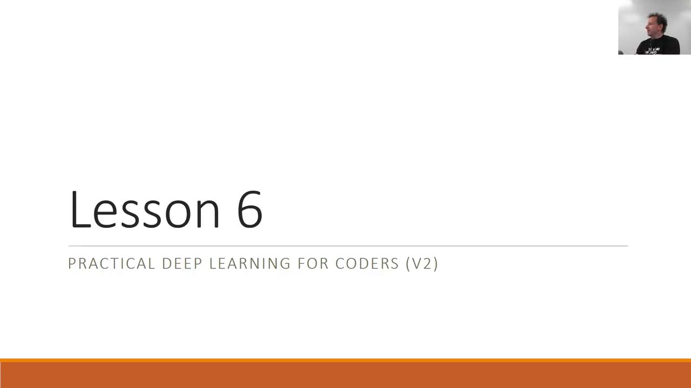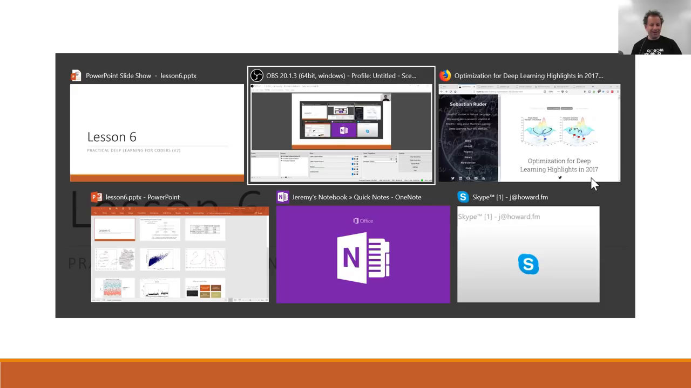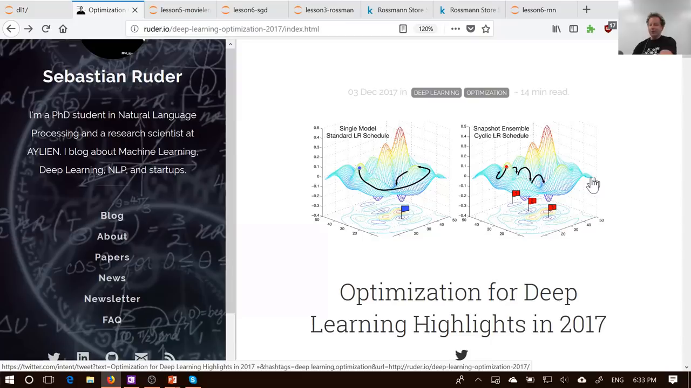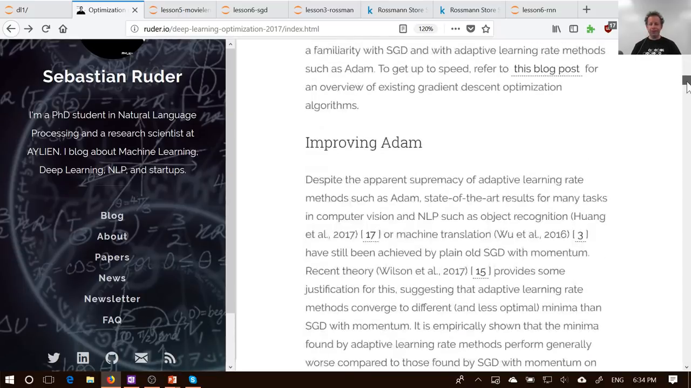And believe it or not, a couple of weeks ago in lesson four, I mentioned I was going to share that lesson with this terrific NLP researcher, Sebastian Ruder, which I did, and he said he loved it, and yesterday he released this new post he called Optimization for Deep Learning Highlights in 2017, in which he covered basically everything that we talked about in that lesson.